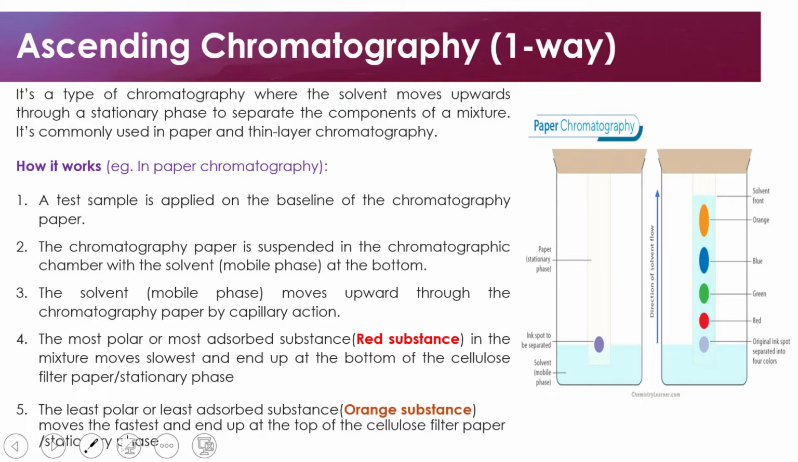Also, we have two types of ascending chromatography that are often used in paper chromatography and thin layer chromatography. These are the one-way ascending chromatography and two-way ascending chromatography. We'll start by looking at the one-way ascending chromatography.